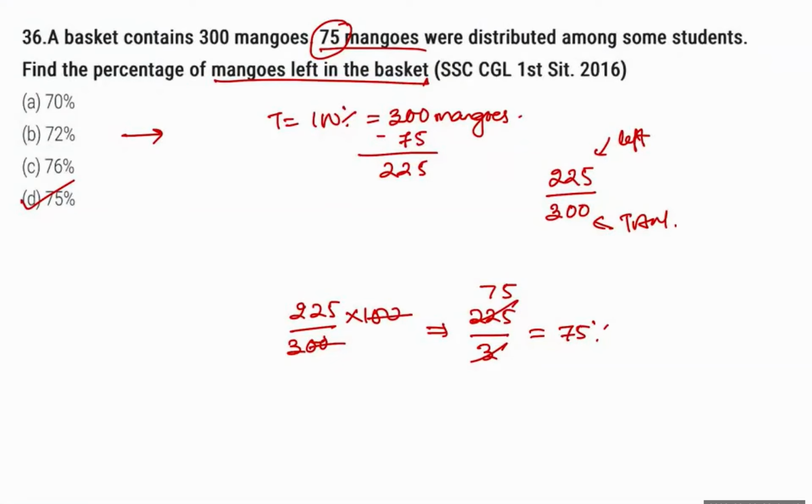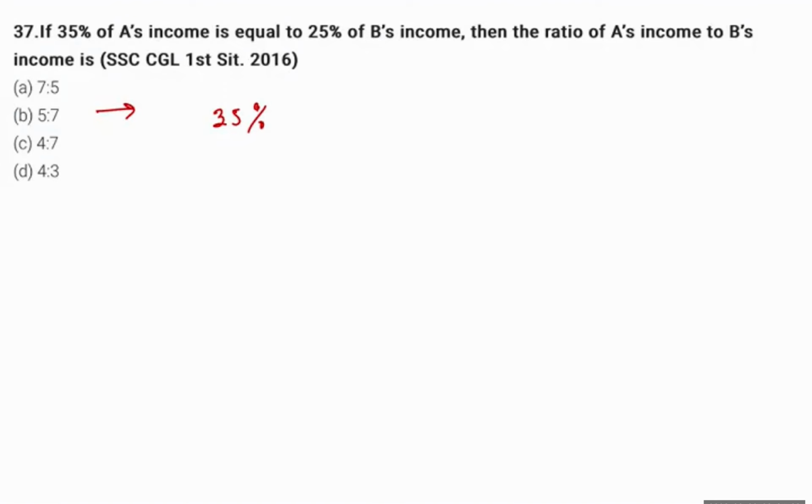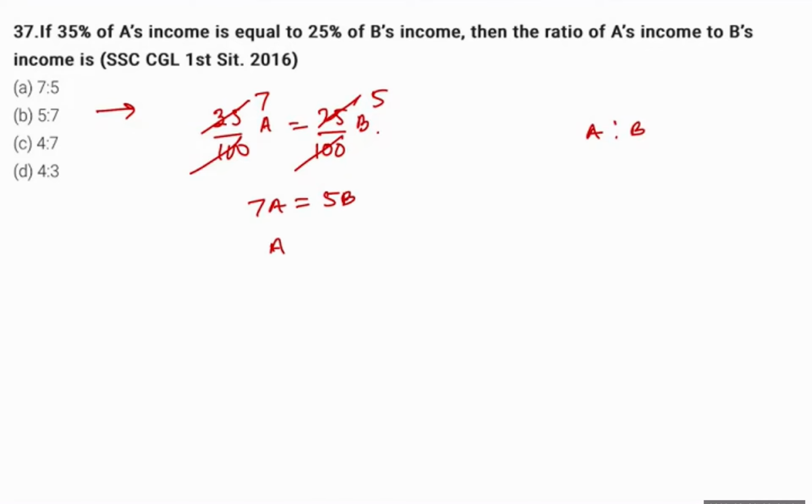Question number 37. 25% of A's income is equal to 25% of B's. So 25% of A is equal to 5 by 7 of B. So 7 into A is equal to 5 into B. The ratio A by B is 5 to 7. Answer is option D.